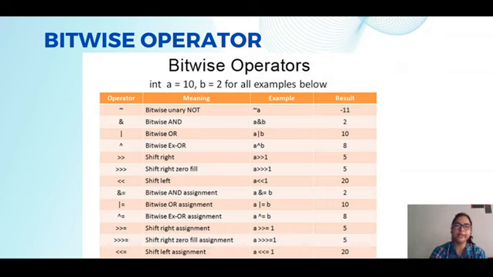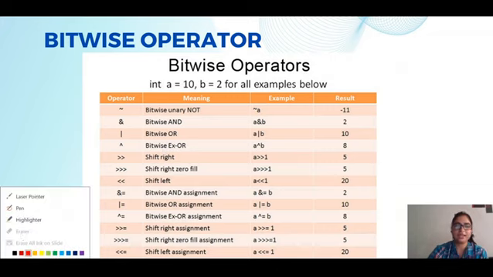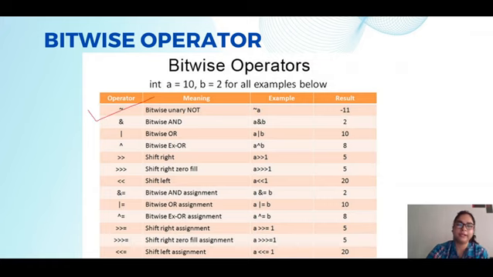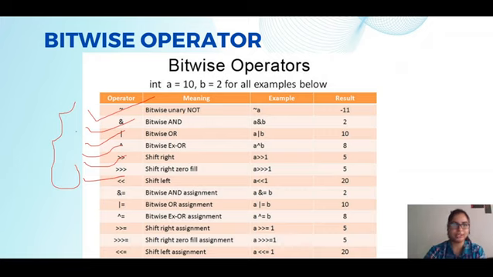So, in bitwise operators, the main things you need to keep in mind are bitwise unary or not, bitwise and, bitwise or, bitwise XOR, shift right and shift left. So these are some important operators in bitwise. Okay, first is not, and, or, XOR, shift right and shift left. So this I'll explain to you properly. So just listen.